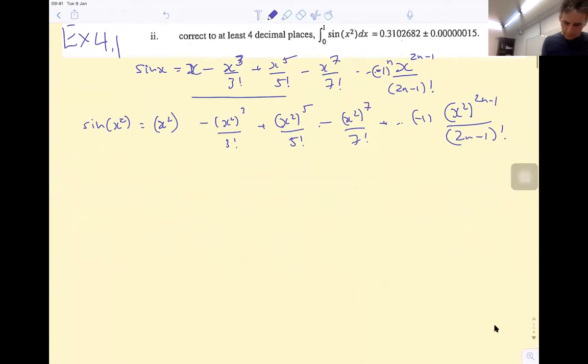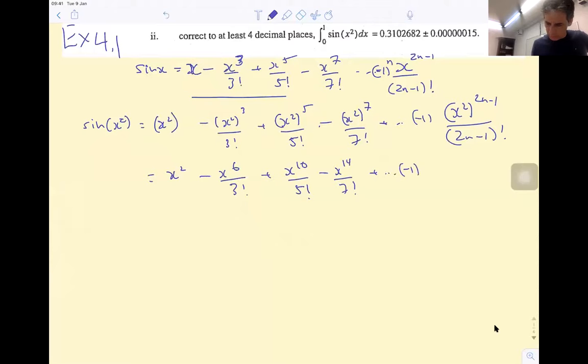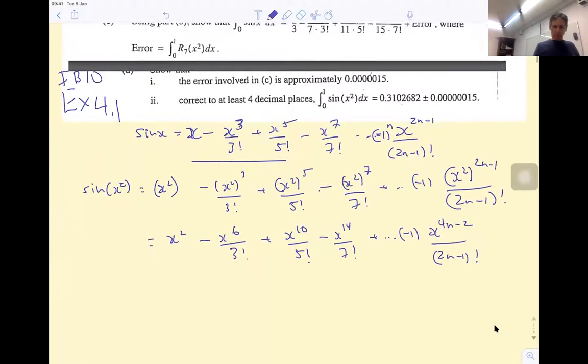So if we simplify, it's x squared minus x to the 6 over 3 factorial plus x to the 10 over 5 factorial minus x to the 14 over 7 factorial, and the general term is negative 1 to the n times x to the 4n minus 2 over 2n minus 1 factorial, okay? And that's part A, okay?